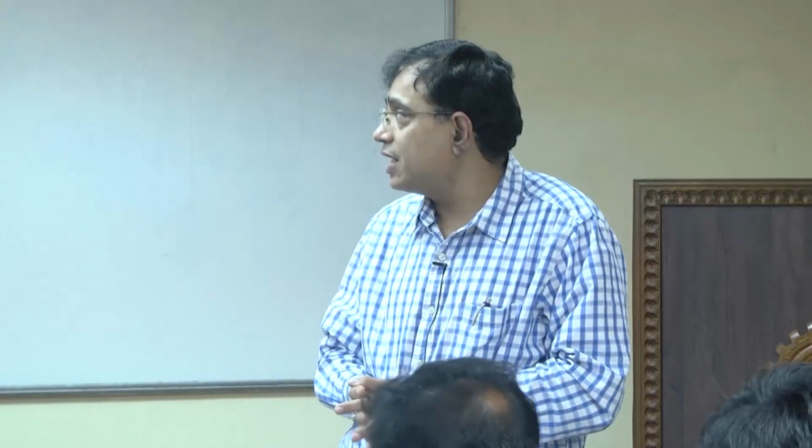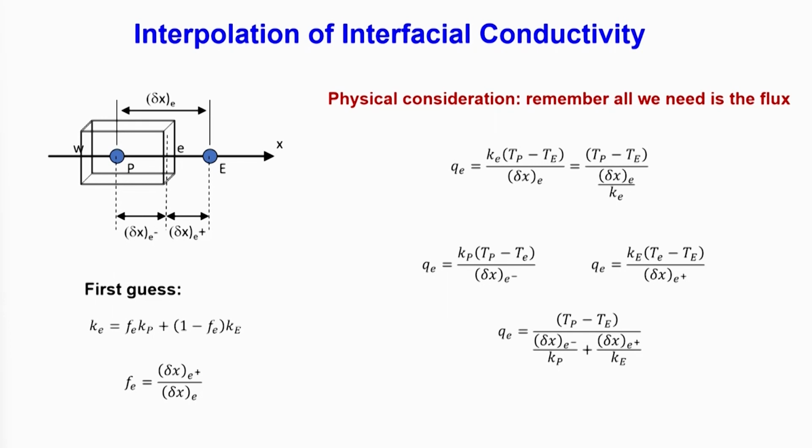That means we will say k small e should be some linear interpolation of k at capital P and capital E which are known. So, that is the formula that we have written. And what is this f small e? It is the proportion of the 2 lengths delta x E minus and delta x E plus. So, if they are equal, then this is half, right. Many times you can take equally spaced grids, so that is half, but if you do not take it, it will be some number between 0 and 1.